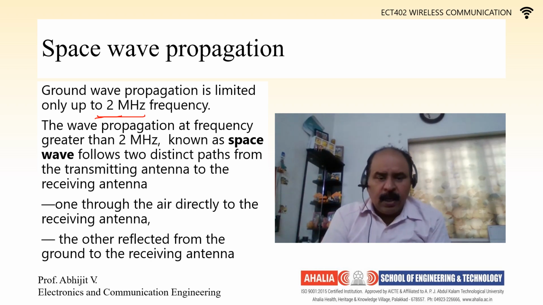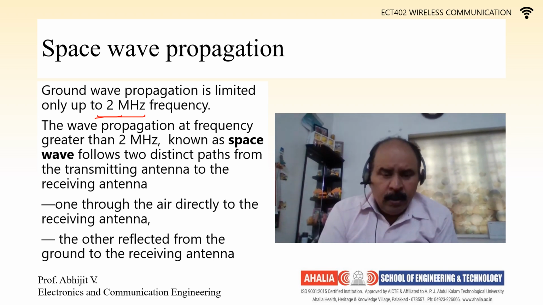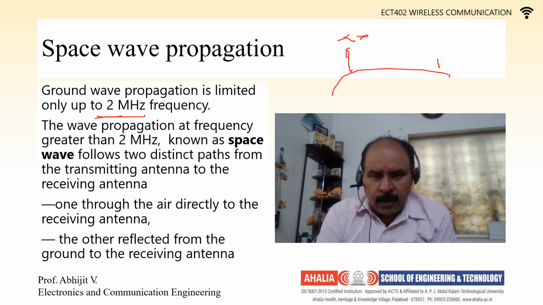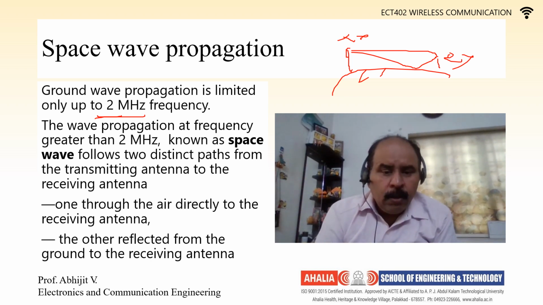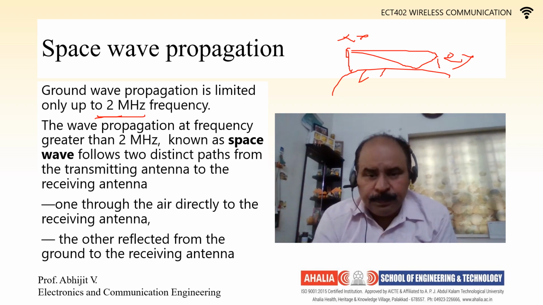So here the wave propagation at frequencies above 2 megahertz is known as space wave propagation, and we have two different paths, one through the air directly, and the other through reflection from the earth to the receiving antenna. This is the transmitting antenna, this is the receiving antenna, and this is the earth. So you have one wave coming directly here, and another one hitting the earth here and coming back. These are the two types of wave paths taken in space wave propagation.